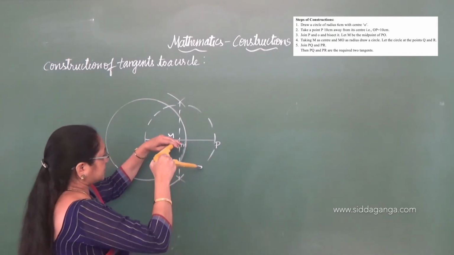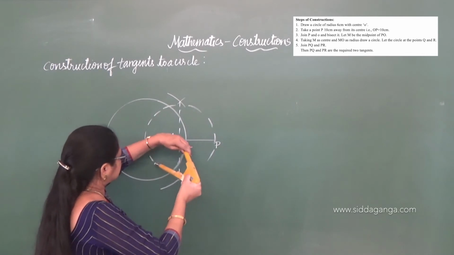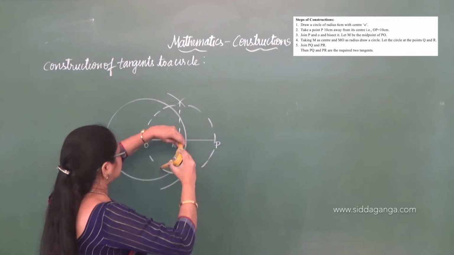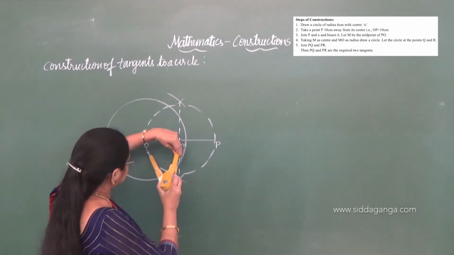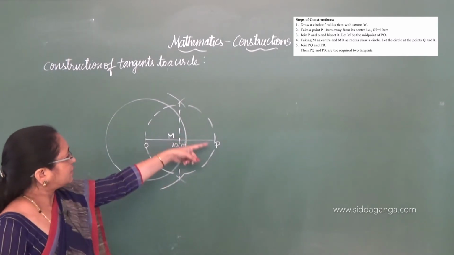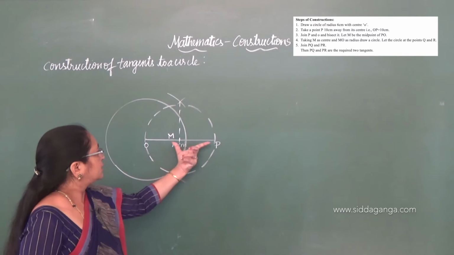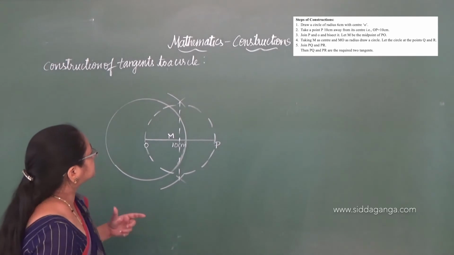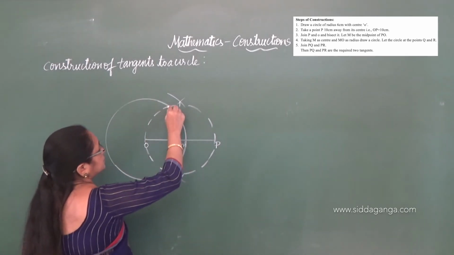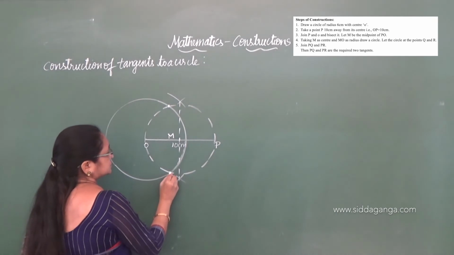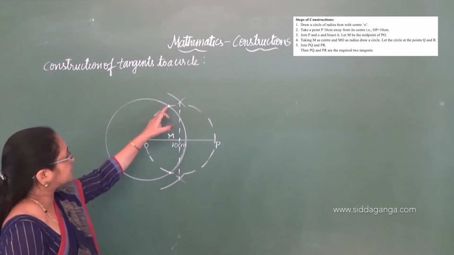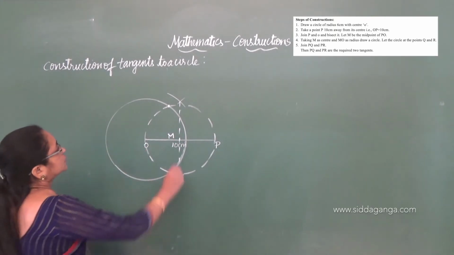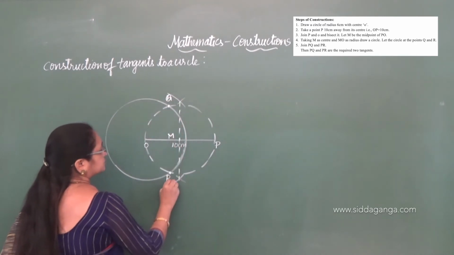I am drawing one circle. I am using dotted lines here, just for our reference, that's all. See here, what I did: I have drawn another circle with MP as radius. Now it cuts this given circle at these 2 points. Can you see these 2 points? So it has cut the given circle at 2 points. Now let us mark them as Q and R.